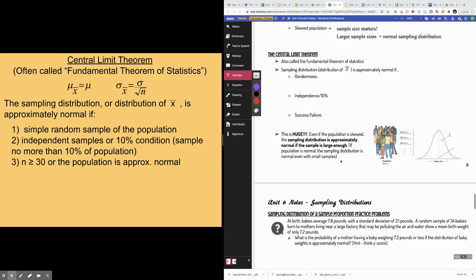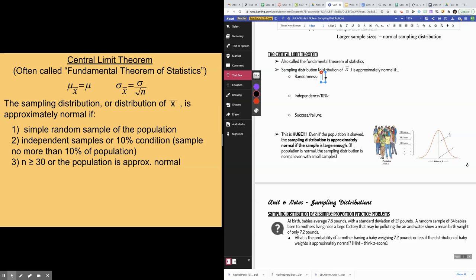That brings us to something called the central limit theorem, which we often call the fundamental theorem of statistics. It states that a sampling distribution of means, or a distribution of sample means, a distribution of X bar, is approximately normal if these 3 conditions are met, which I'm hoping look a little bit familiar to you, since we've already talked about some of these when we were dealing with proportions.